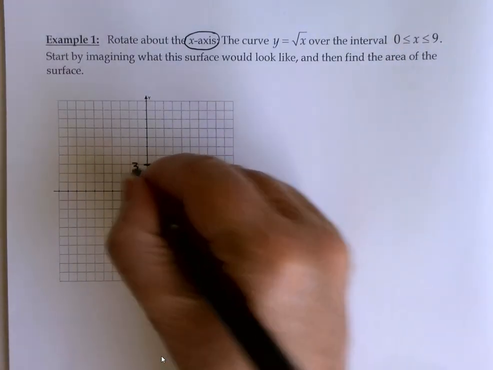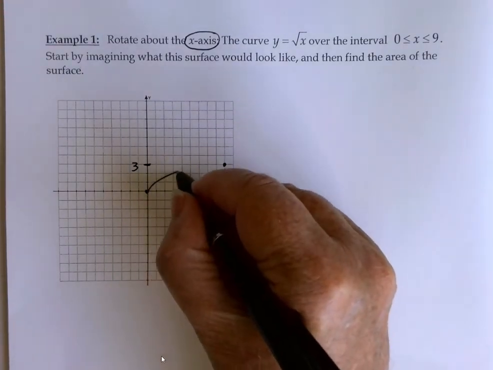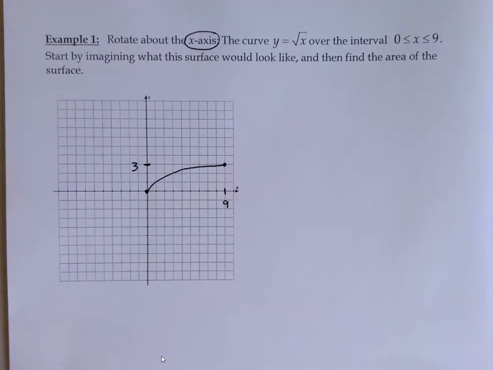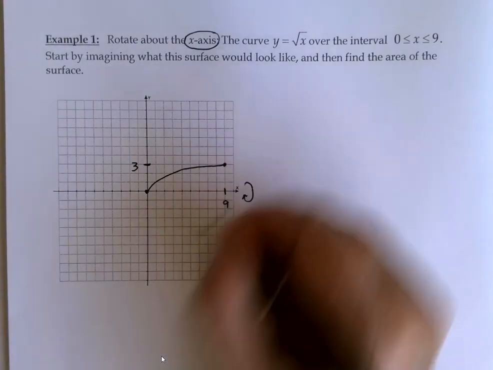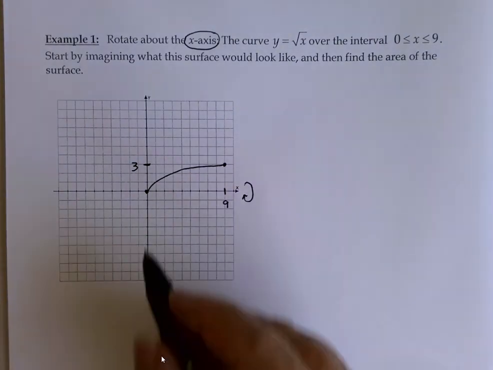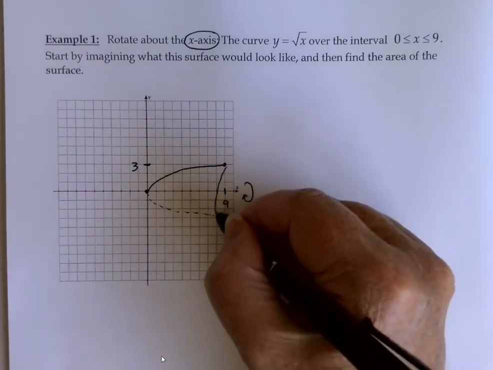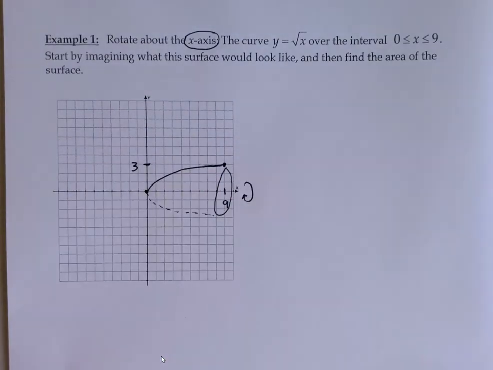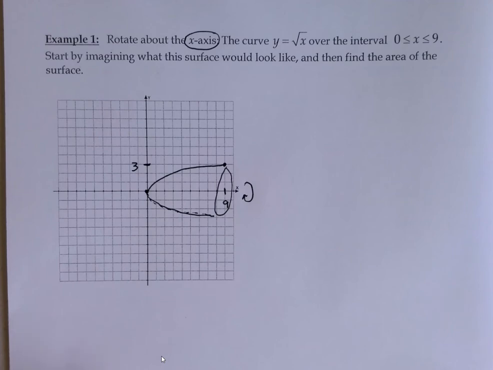Square root of 9 would be 3. So it would look like that. And if you imagine rotating around the x-axis, this is going to be kind of like this. And we're going to want to find our surface area.